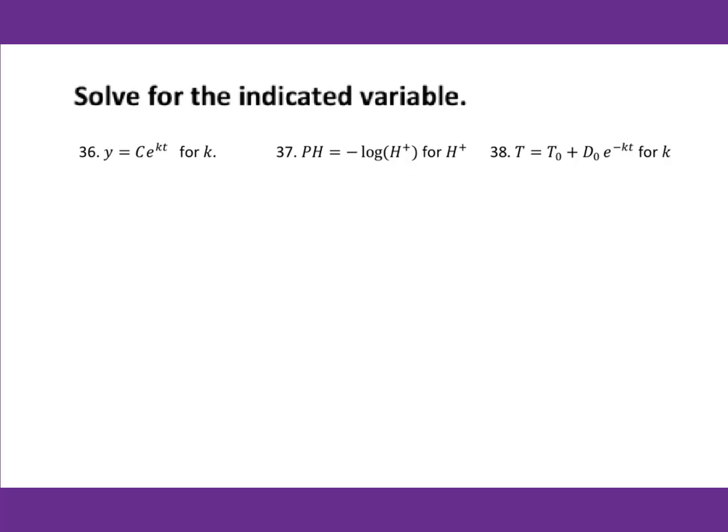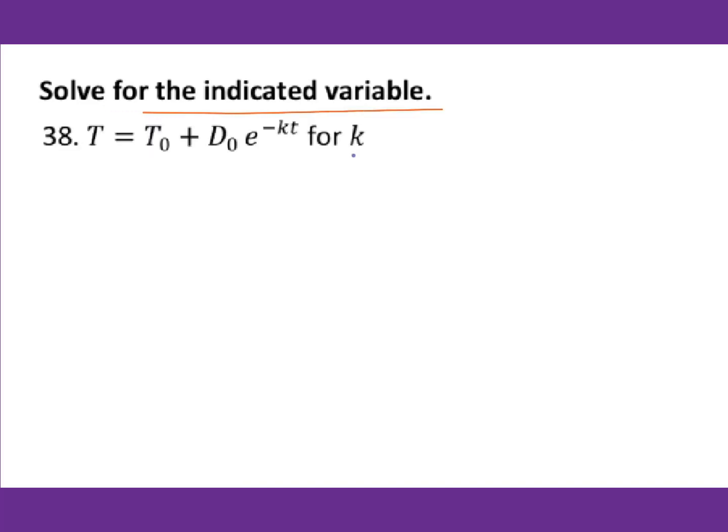This video is about solving for indicated variables. Let's look at 38. T equals t sub 0 plus d sub 0 times e to the negative kth power. We're looking for k. First of all, you need to decide what kind of equation it is. K is the variable, therefore this is an exponential equation.